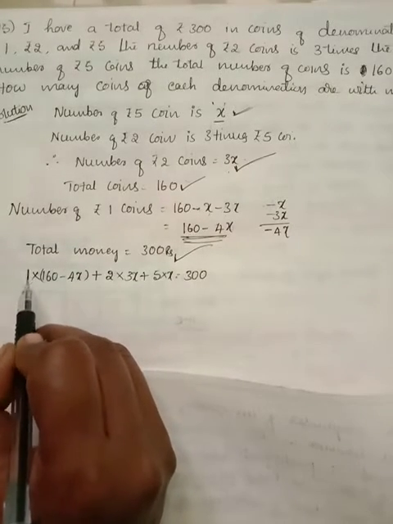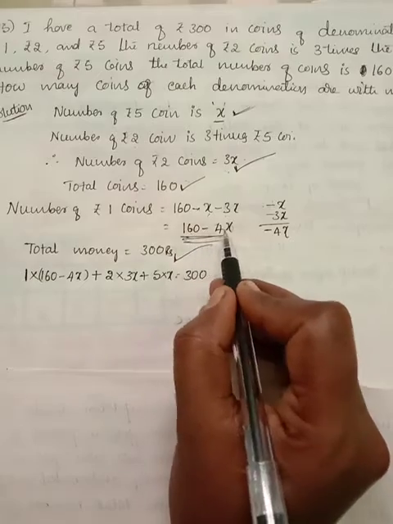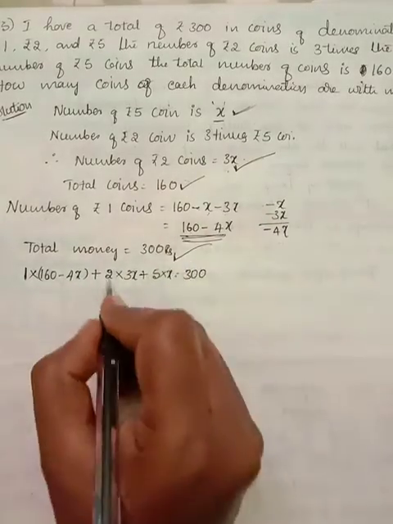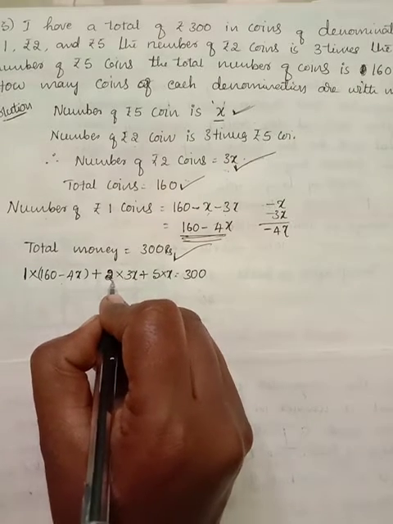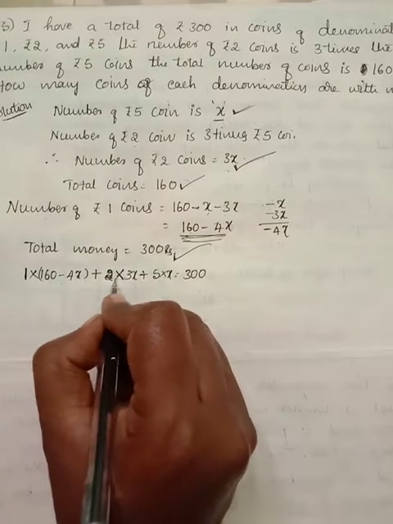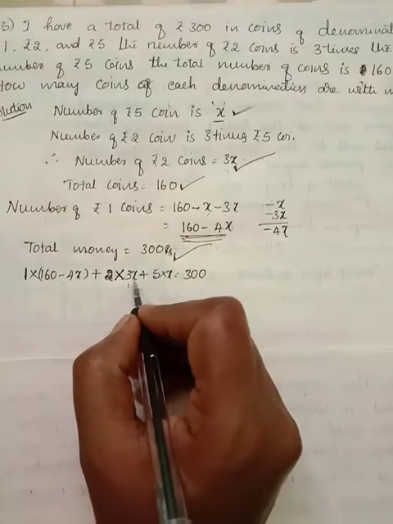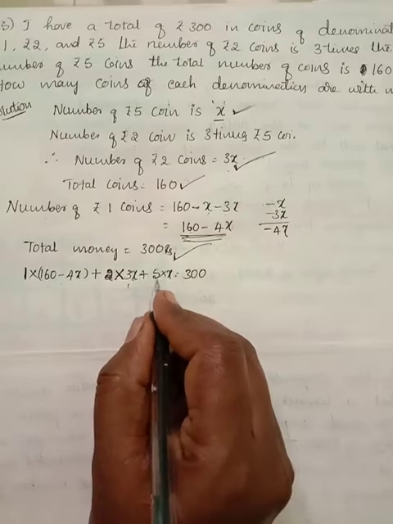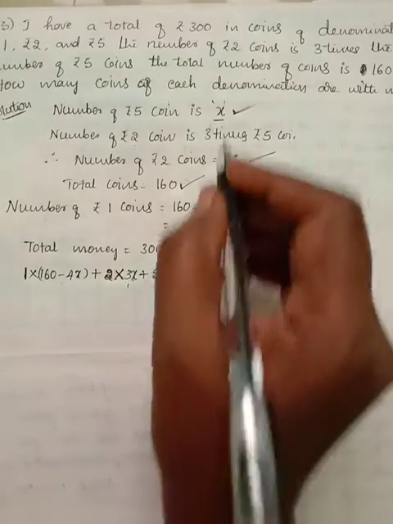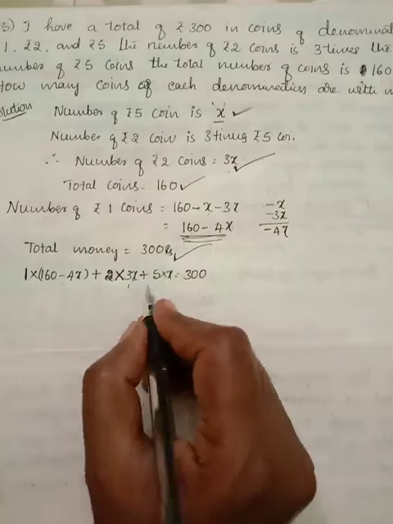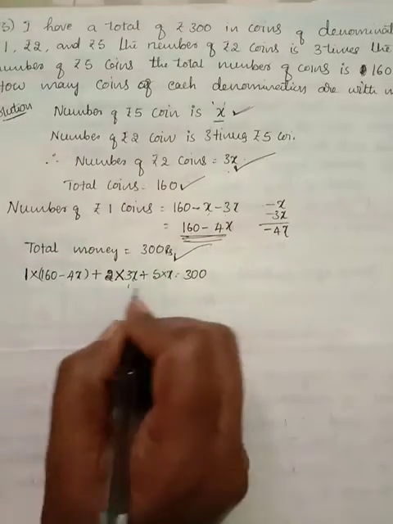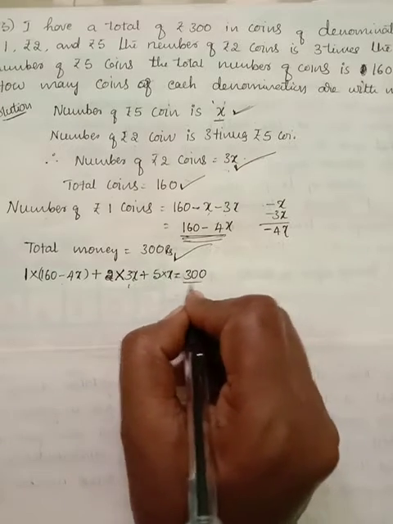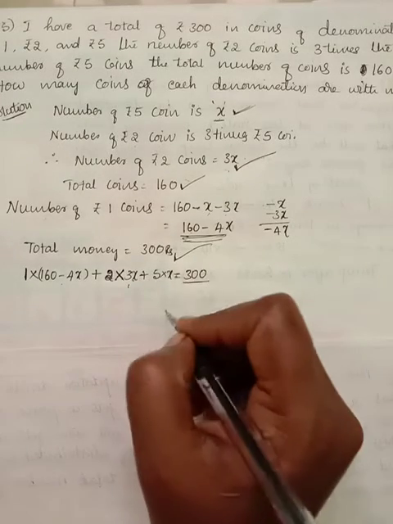So 1 rupee coins how many? 160 minus 4x, and 2 rupee coins are how much? So this is very important. 2 rupees into how many 2 rupee coins are there? 3x, plus our coin denomination 5 rupee coin is also there. So how many 5 rupee coins are there? That is x. And in total these 3 coins sum to how many rupees? 300 rupees. Then you just simplify it.